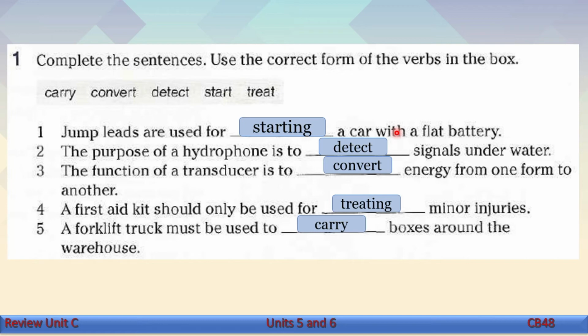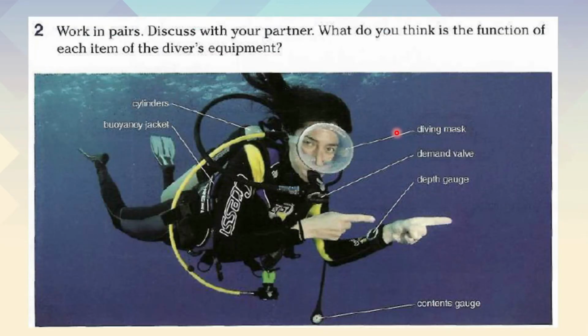Moving on to the next task, still on page 48. Task 2. Work in pairs. Discuss with your partner. What do you think is the function of each item of the diver's equipment? We have cylinders, buoyancy jacket, diving mask, demand valve, depth gauge, and contents gauge. Well, it's supposed to be a pair work, but you can do it alone.